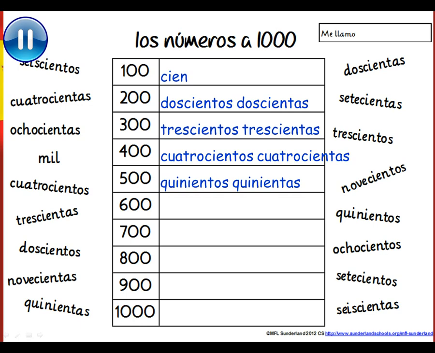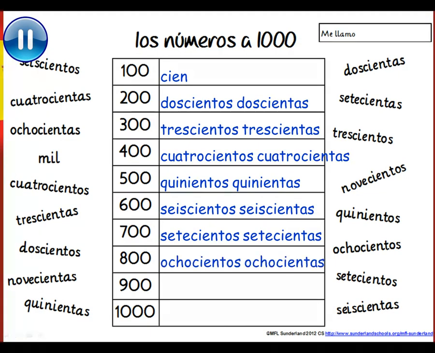Then the next one, 600. Did you find that one? Seiscientos and seiscientas. There's our pattern. 700. Setecientos and setecientas. So it's almost like siete for 7, but not quite. It's more like setenta for 70, isn't it? There's enough there to help remind us, though. 800. Ochocientos, ochocientas. There's our pattern again. 900. Novecientos, novecientas. So there's no nueve there for 9, but it's got nove like in noventa for 90. So there's a little bit of helping us to remember.